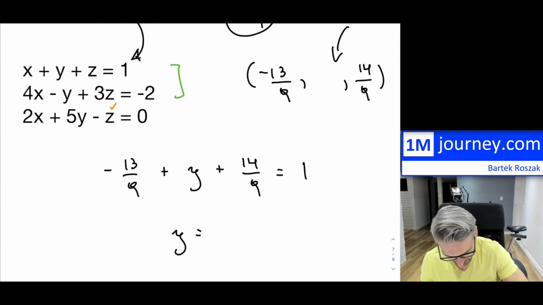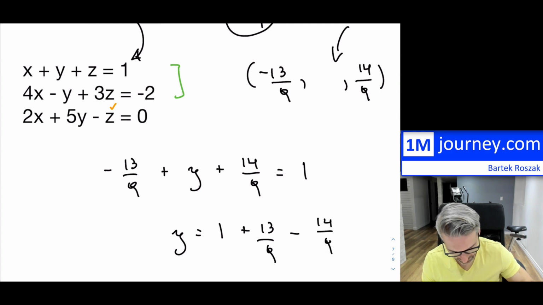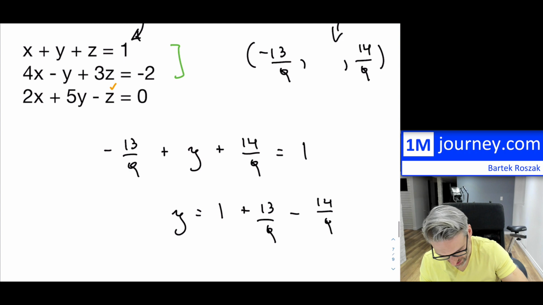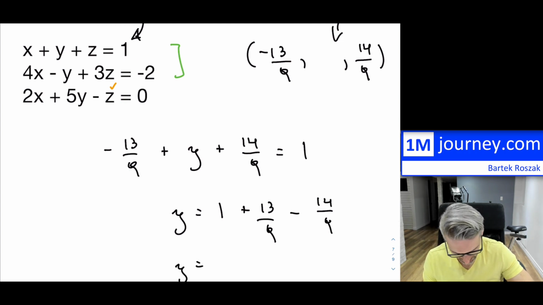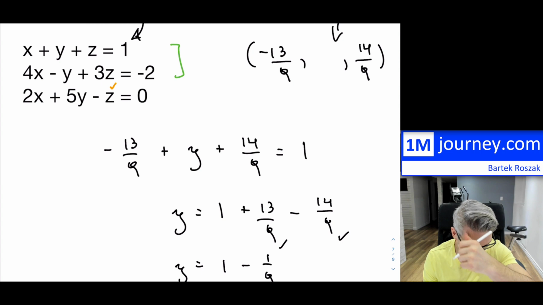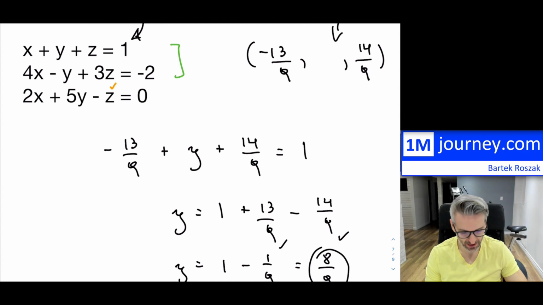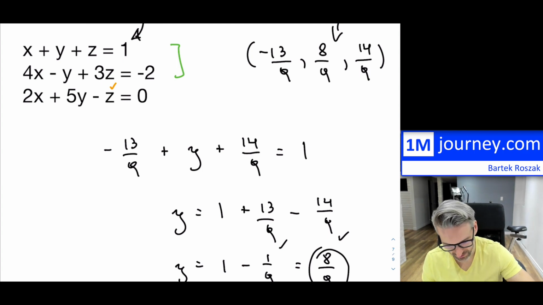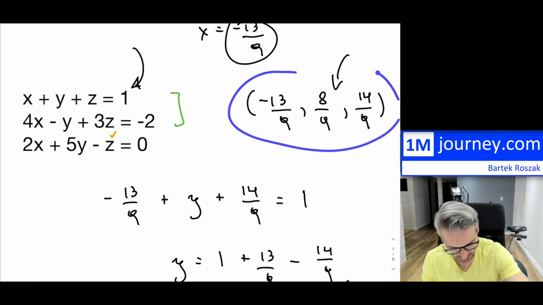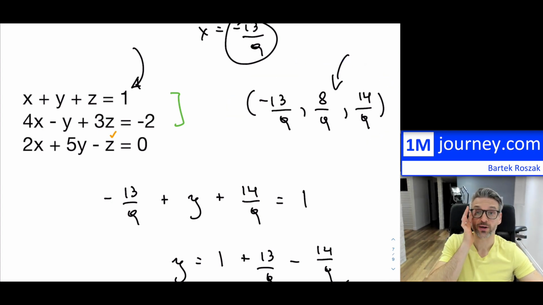Let's bring everything over to the other side. 1 plus 13 over 9 minus 14 over 9. This one's not that bad because it's already over 9. So 13 minus 14, so that's going to be 1 minus 1 over 9, which is going to be equal to 8 over 9. So there you have it. Now you've found your value. So this one also is intersecting at a point.